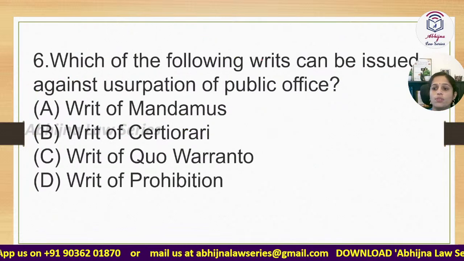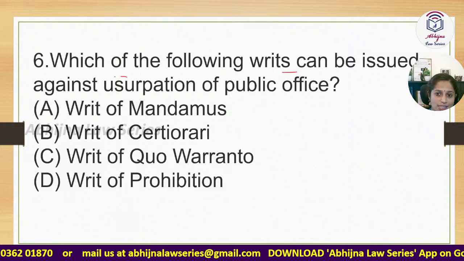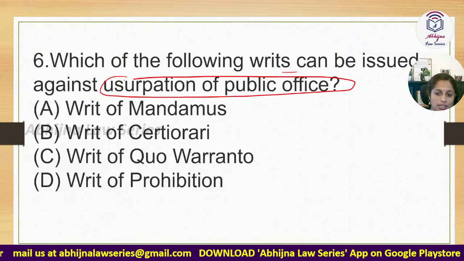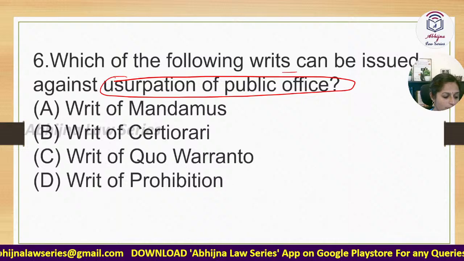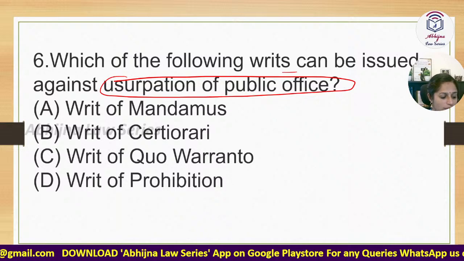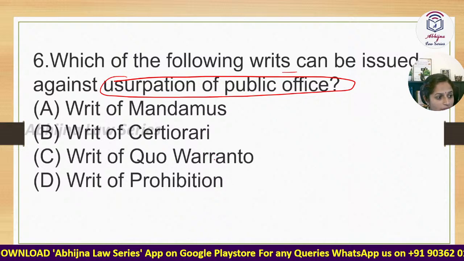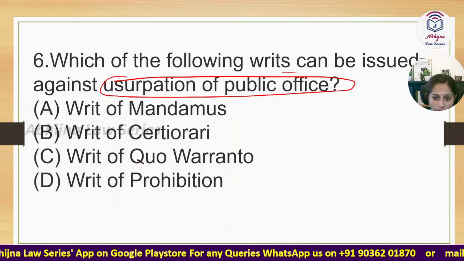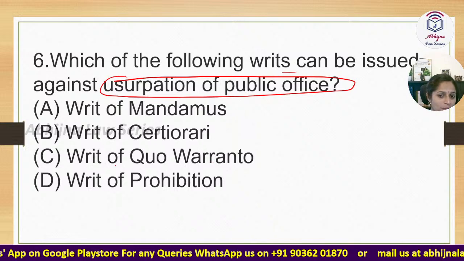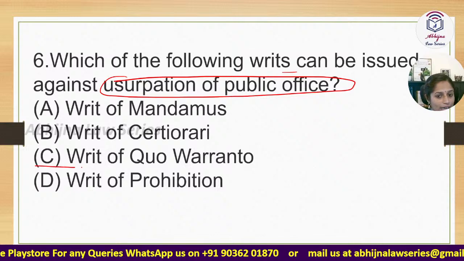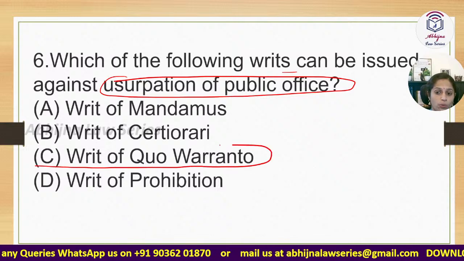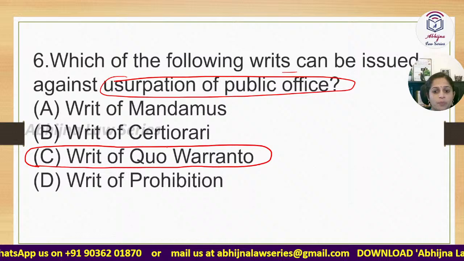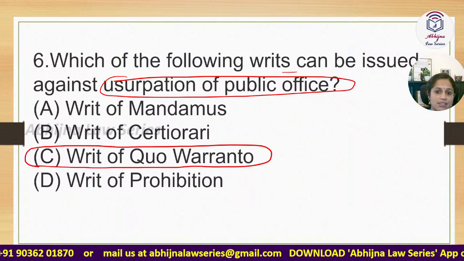Next one: which of the following writs can be issued against usurpation of public office? When it comes to a public office, the question is, with what authority do you hold this office? When the question comes in that manner, you would go to the High Court and obtain the writ of quo warranto, which means, what authority do you have? So, C is the answer here.